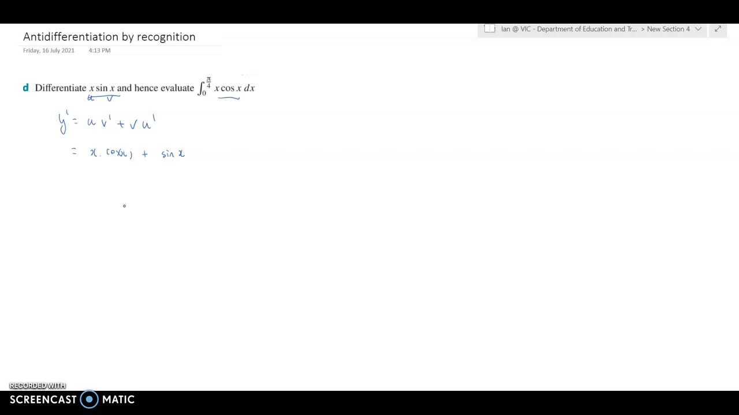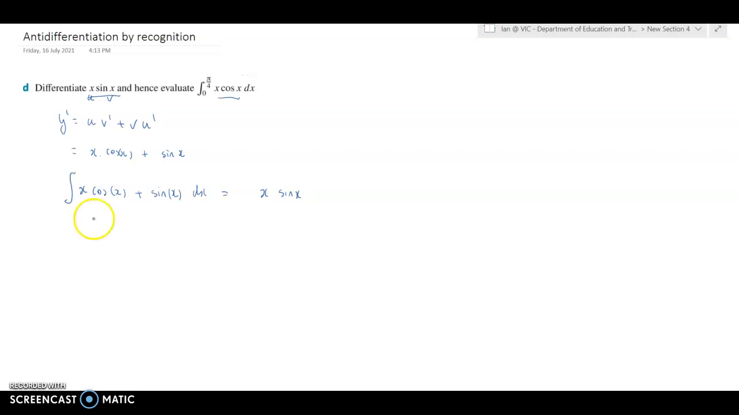So we know that that's equal to x cos x plus sine x. What this means is the opposite is also true. If I want to anti-differentiate x cos x plus sine x dx, I know that must be equal to what I started with, and that was x sine x. For the purposes of today, we're just going to be working out an antiderivative and not worrying about the plus c. You'll see why in a minute.